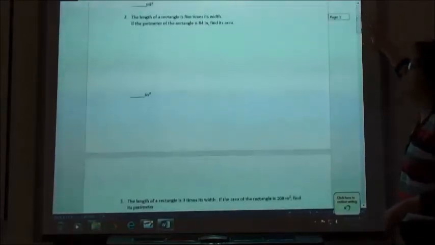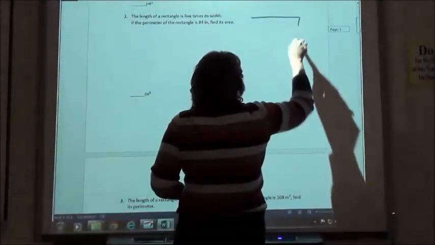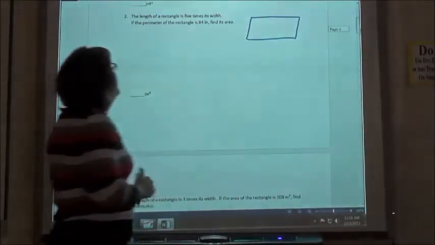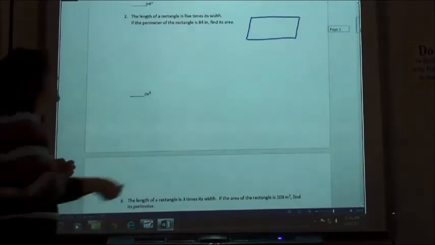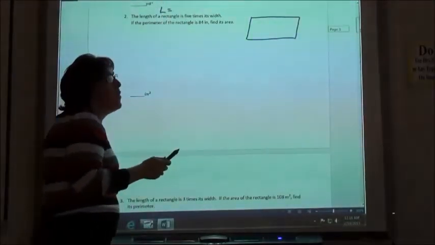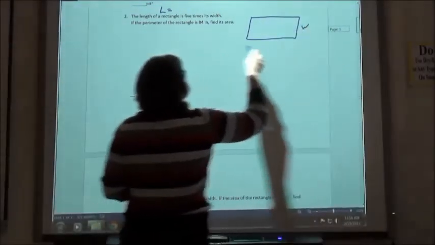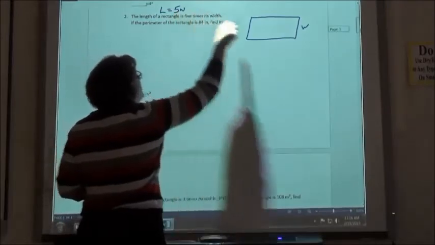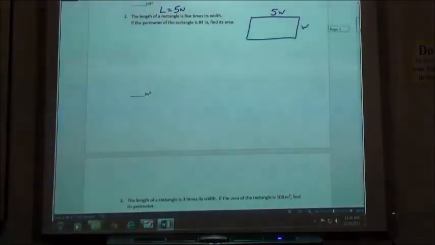The second one then. Starting again with my rectangle. It says the length of my rectangle is 5 times the width. 5 times W is going to be 5W. So this time, instead of having an adding one, we have a multiplying one. The length is 5 times the width.